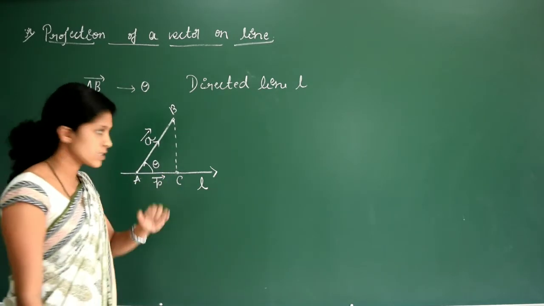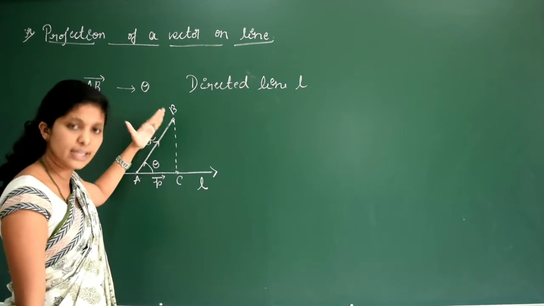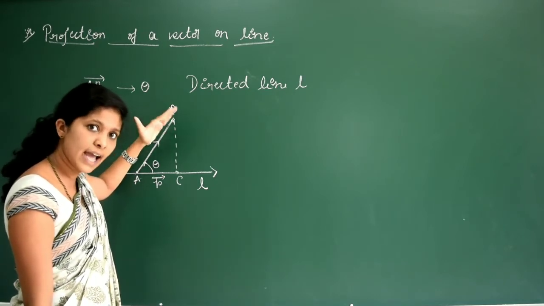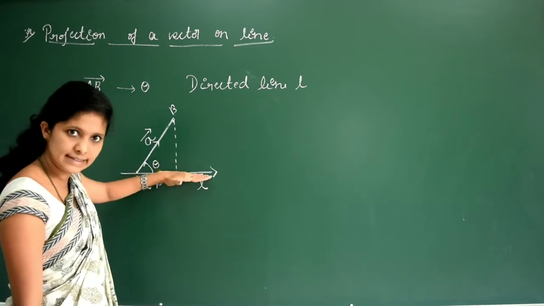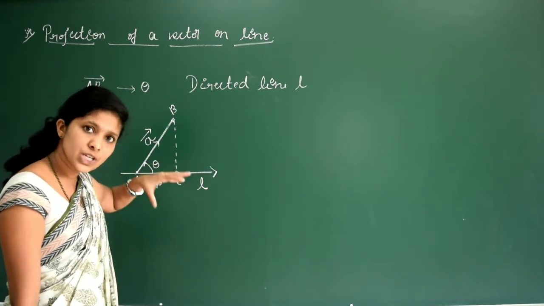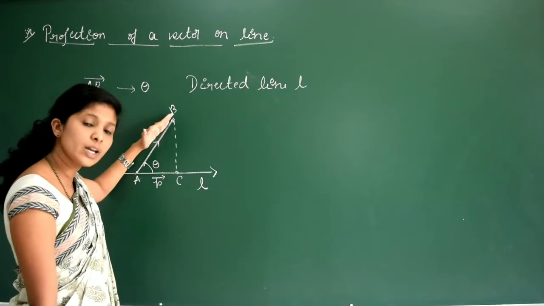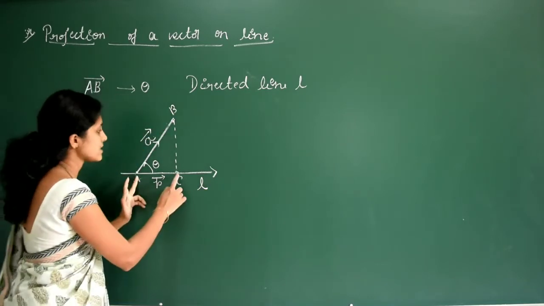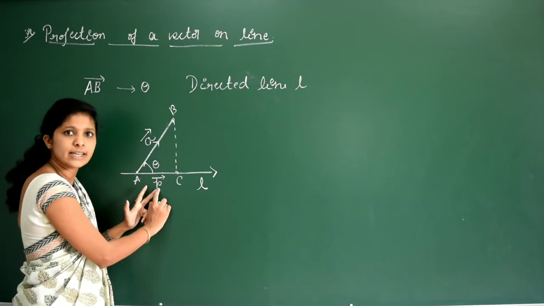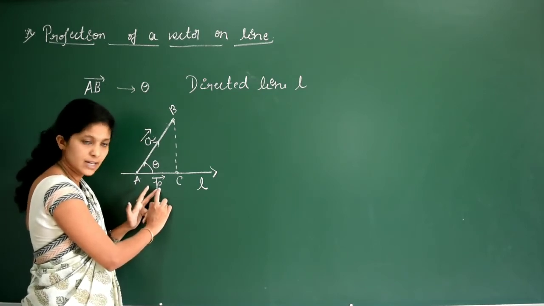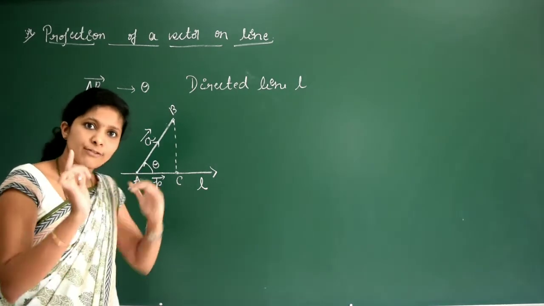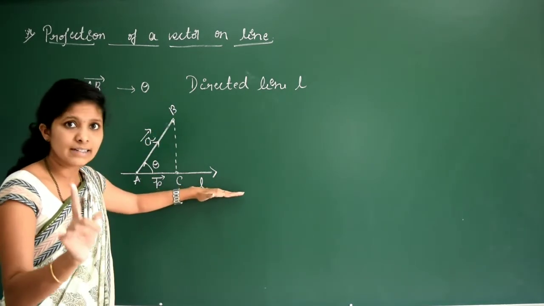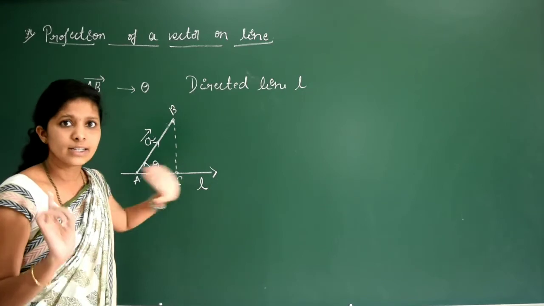Clear? One vector is there, AB vector, which makes an angle theta in the anti-clockwise direction with the directed line L. Then the projection of AB vector on line L is AC vector, or simply we can say P vector. So AC vector or P vector is called the projection of vector AB on a directed line L.